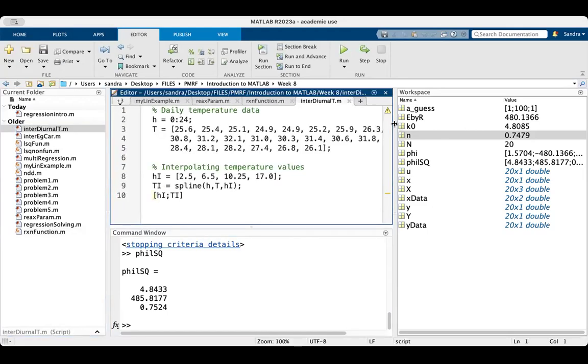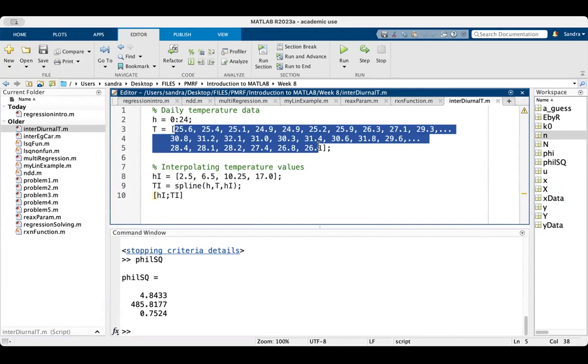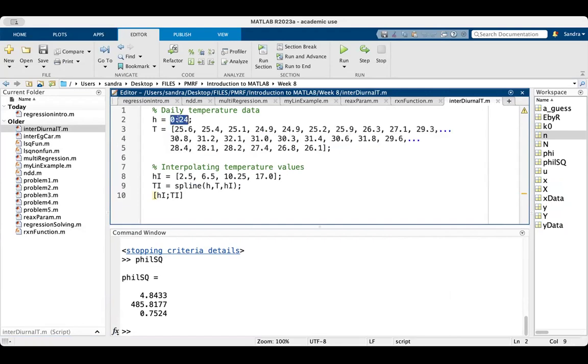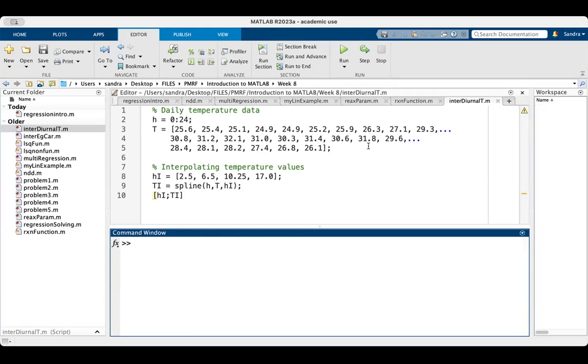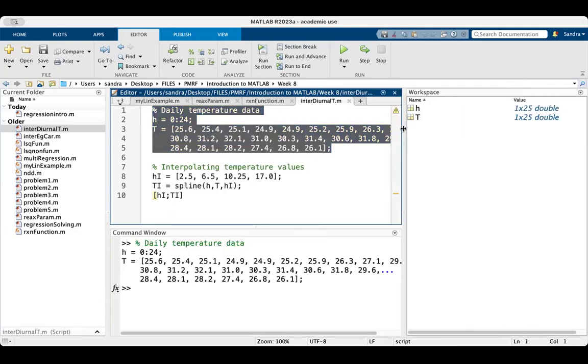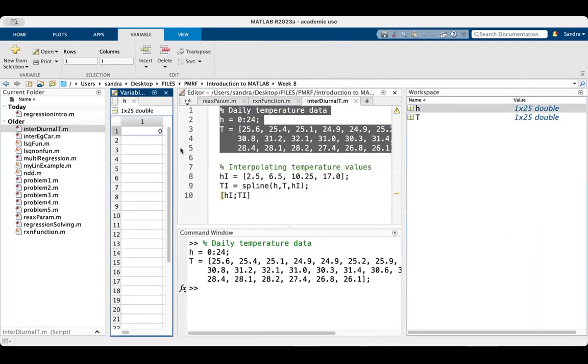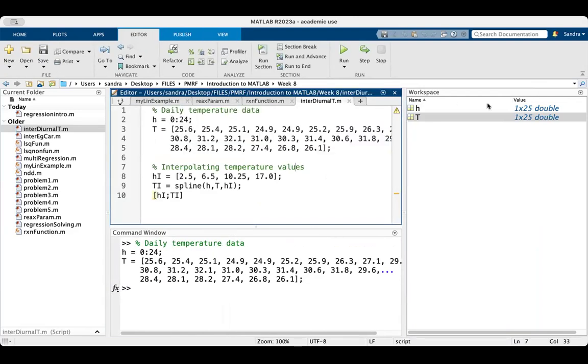So this is what is happening. Temperature is given here, and my hours go from 0 to 24. This is 0 colon 24, which means 0 to 24 as a vector with a step size of 1. Let me clear all this, clear, clc, and run this here. What we will get is H, that is hours. It will go from 0, 1, 2, 3, 4 up to 24, and temperature will vary according to the question. So 25 entries I have.